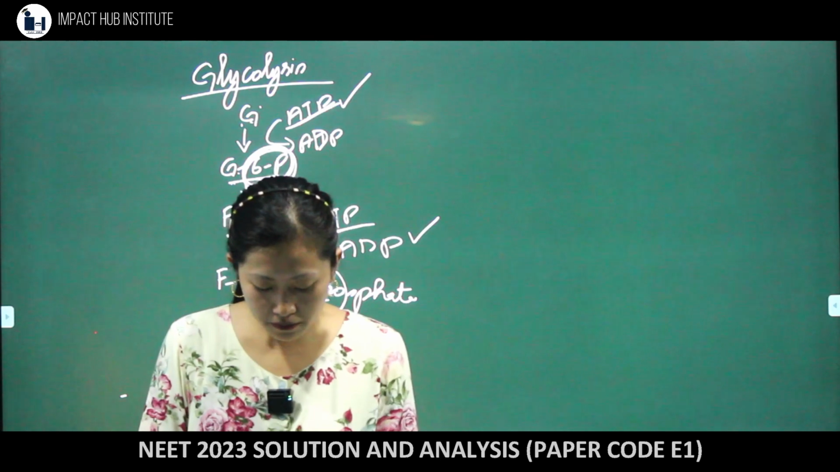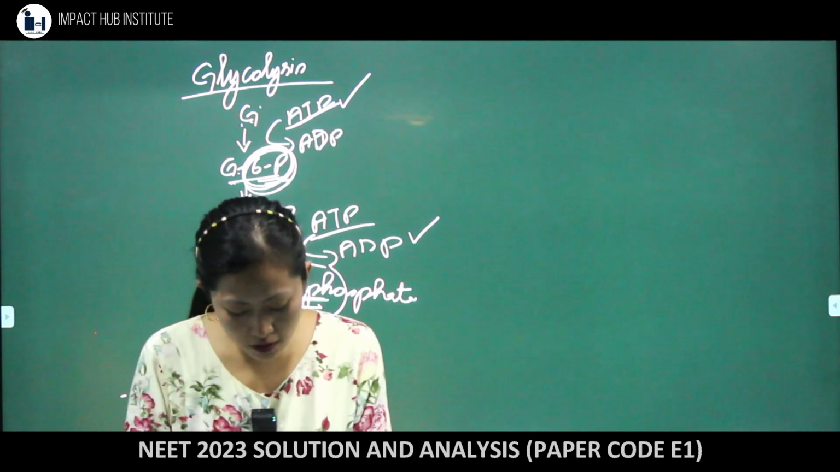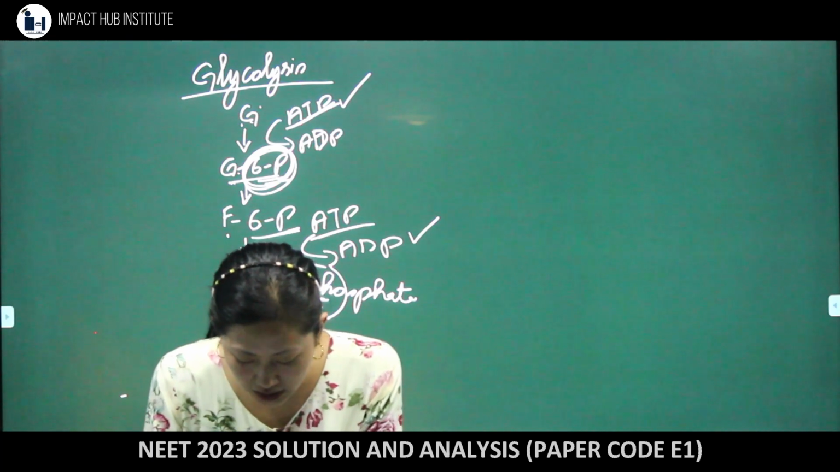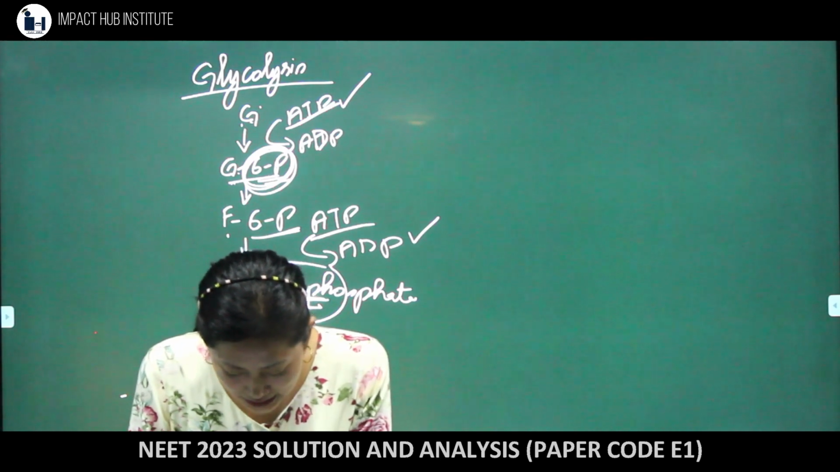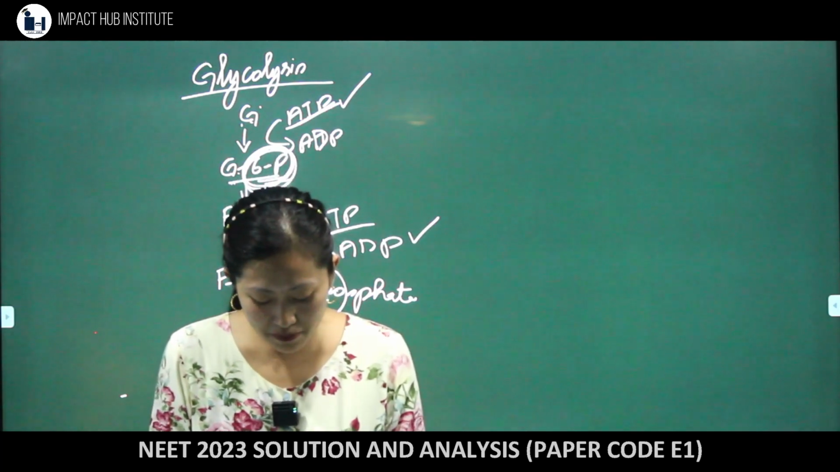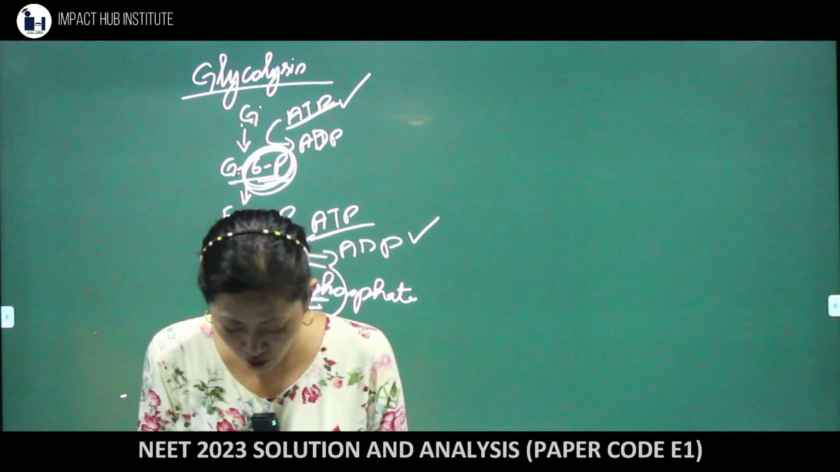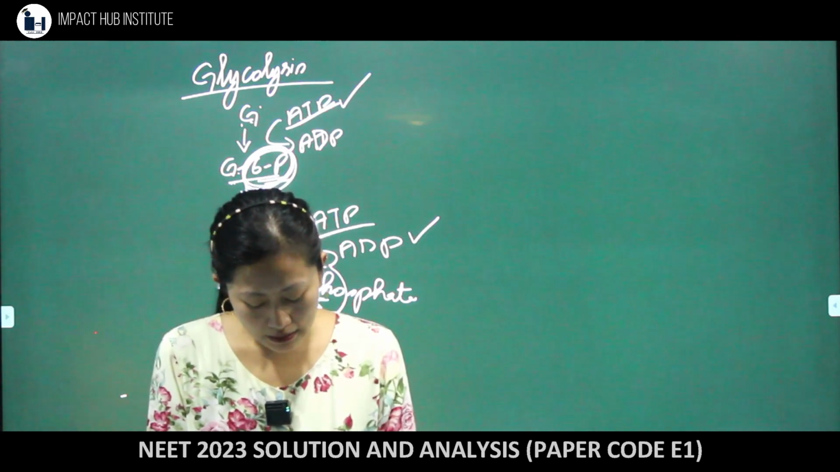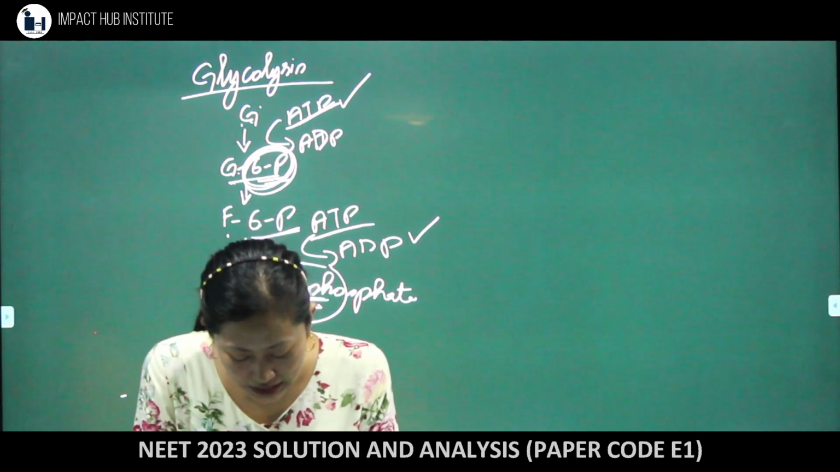Coming to the match the column, match list 1 with list 2, question number 139. So here oxidative decarboxylation, the correct answer is pyruvate dehydrogenase. Glycolysis, the correct answer is EMP pathway, because glycolysis was given by Embden, Meyerhof and Parnas. So together we also call it as EMP pathway. The third one, oxidative phosphorylation, the correct answer is ETC, electron transport system. Then the fourth one, citric acid cycle, the correct option will be citrate synthase.